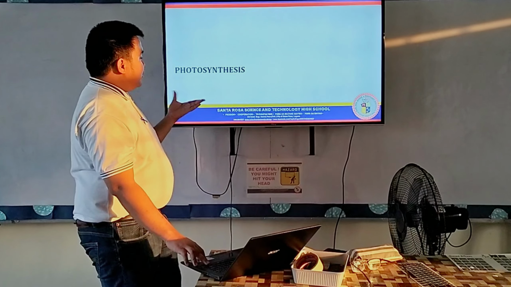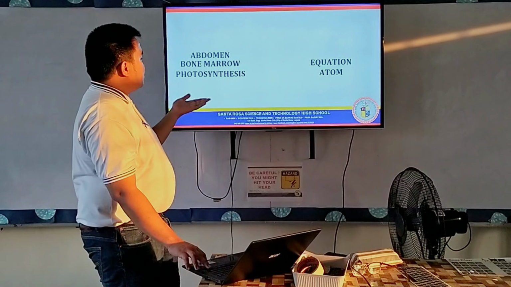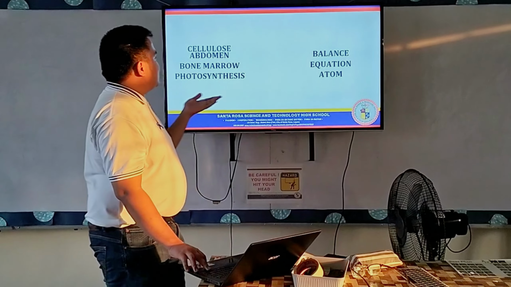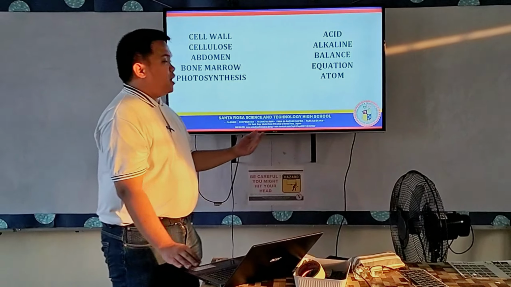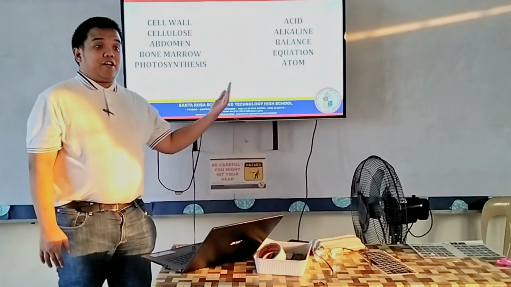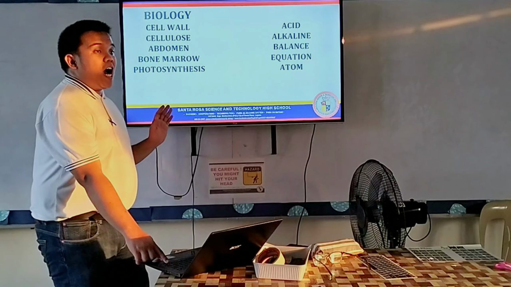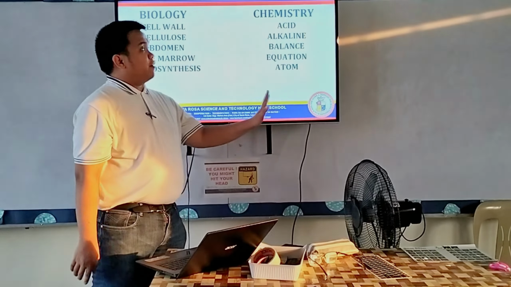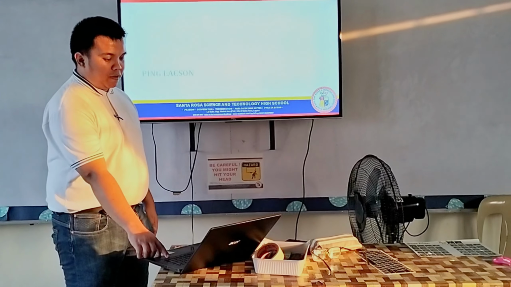For group 1, we have here photosynthesis, the atom, bone marrow, equation, abdomen, balance, cellulose, alkaline, cell wall, and acids. So what do you think are the group of words on the left side? They are under what category? Very good. They are all under biology. How about on the right side? Very good. They are all under chemistry. Very good. How about next?